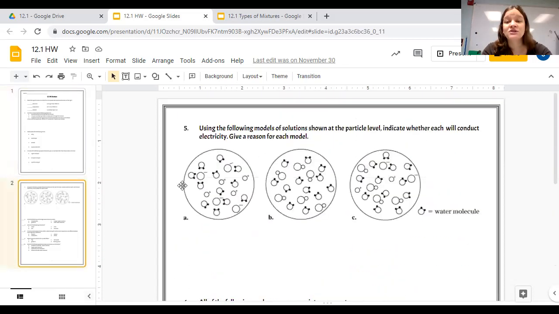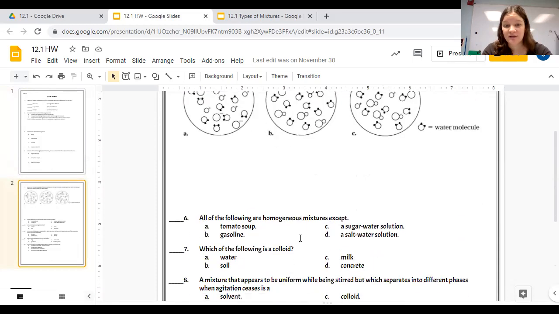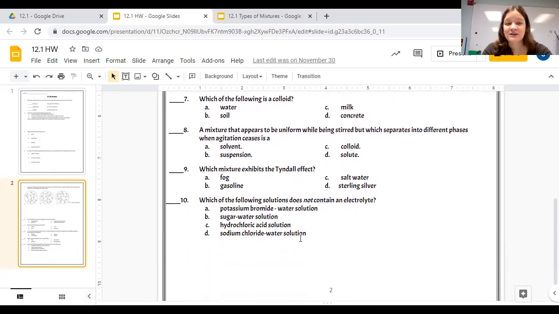On the second page, we're talking about electrolytes. Okay, so figuring out for each one, indicate whether each one will conduct electricity and then tell me why or why not for each one. Okay, and then it's multiple choice for the end. All right, so there's only 10 questions. Shouldn't be terribly long or difficult.